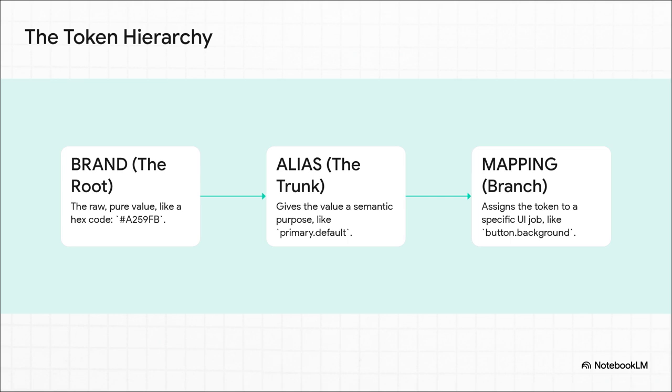You start at the root, the brand layer. This is just the raw, unchangeable value, like the specific hex code for your brand's purple. Then you move up to the trunk, the alias layer. This is where you give that color a purpose. It's not just a random purple anymore, it's our primary.default color. And finally, you get to the branches, the mapping layer. This is where you tell that primary color what its job is, like, hey, you are going to be the background for our main button. See, from a raw value to a real-world job.